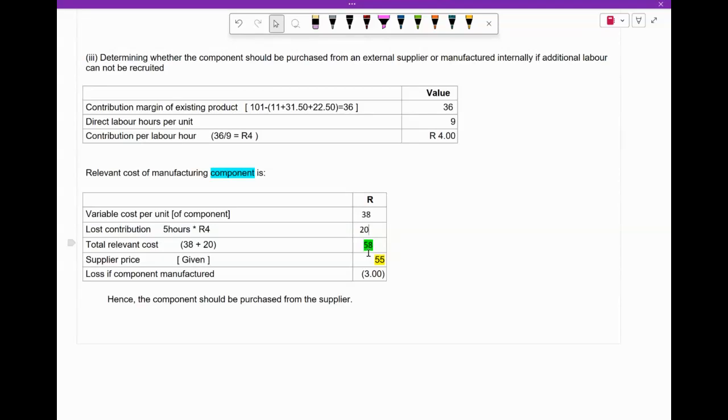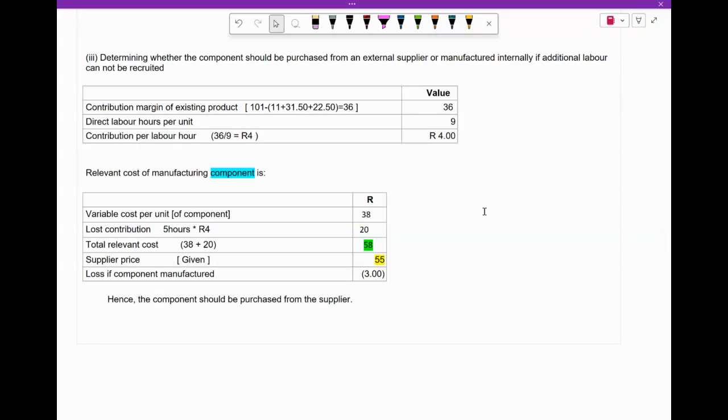So obviously we are not going to manufacture it. We are going to have to purchase it, because it's cheaper. We will save 3 Rand if we purchase it. Again, that's under the condition, as they highlighted there, assuming additional labor cannot be recruited and any labor released will be employed in increasing production of the existing product. So just be mindful of that. The whole process is trying to get the limiting factor, which was labor.